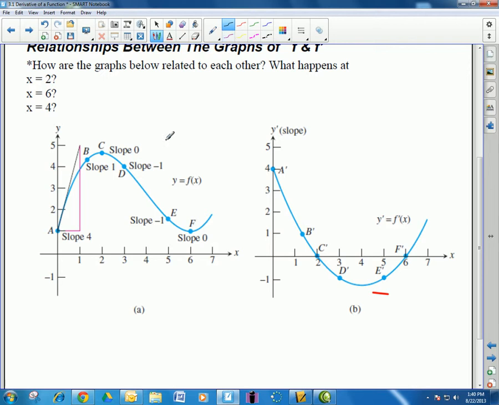So down here, how are the graphs below related to each other? We'll call this graph A and graph B. Maybe because it's labeled A and B. But anyway, we have graphs A and B. Now looking at x equals 2, I'll circle it in red. At x equals 2, we're looking at that point on that graph and this point on this graph.